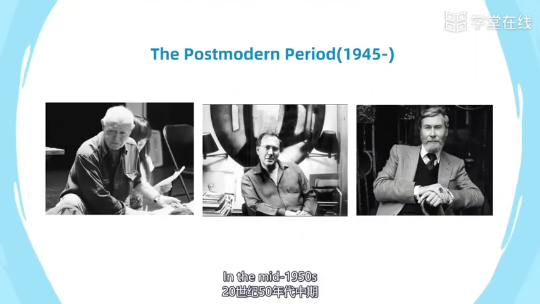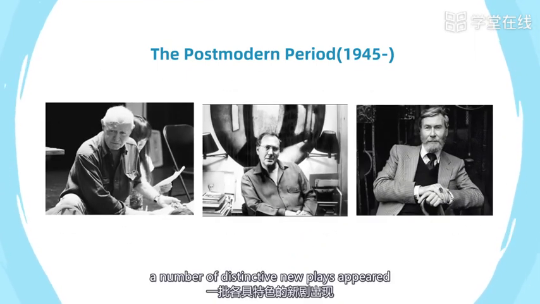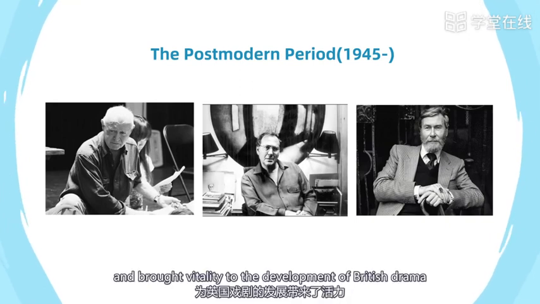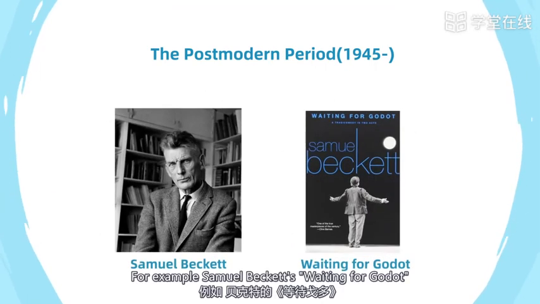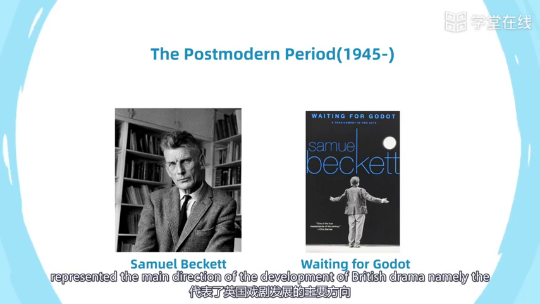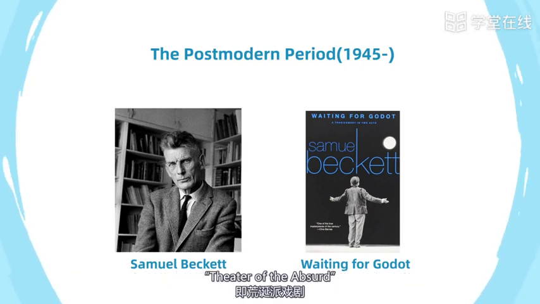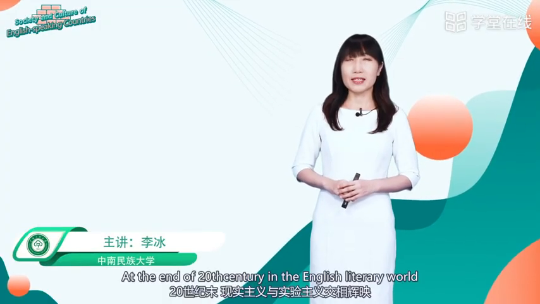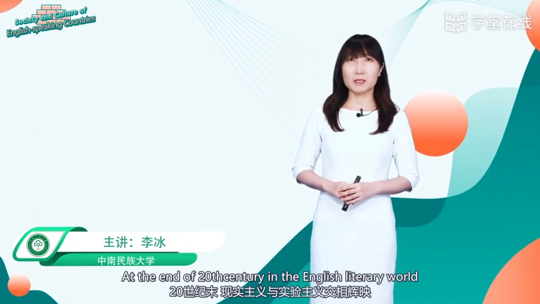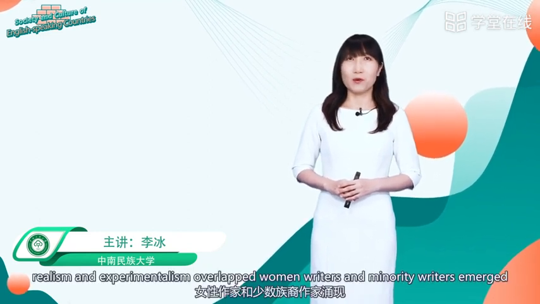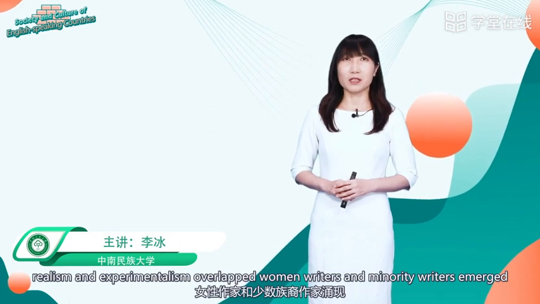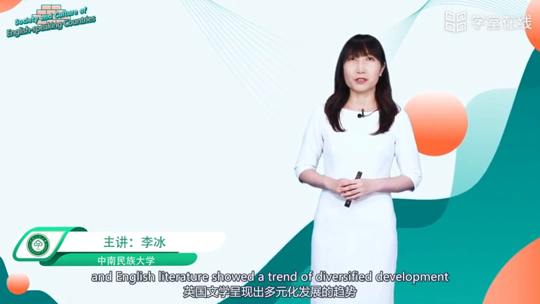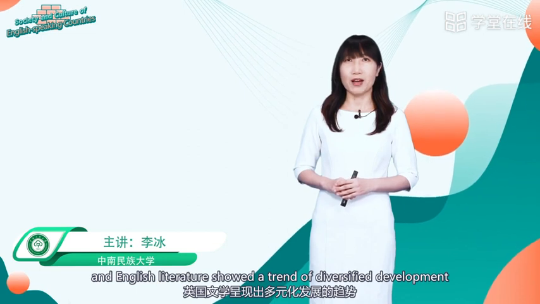In the mid-1950s, a number of distinctive new plays appeared and brought vitality to the development of British drama. For example, Samuel Beckett's Waiting for Godot represented the main direction of the development of British drama, namely the theatre of the absurd. At the end of the 20th century, realism and experimentalism overlapped. Women writers and minority writers emerged, and English literature showed a trend of diversified development.